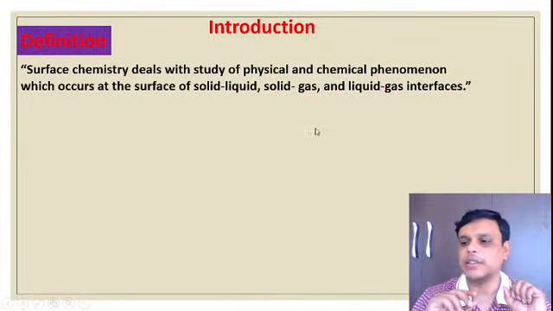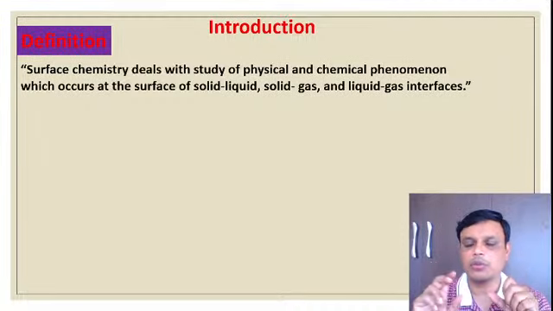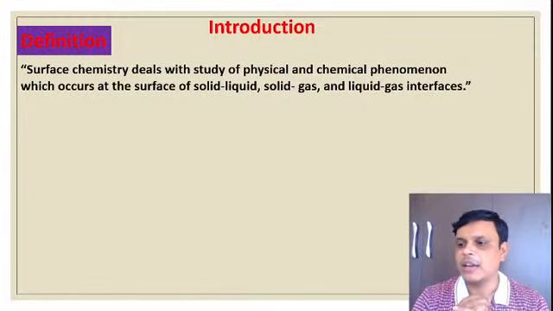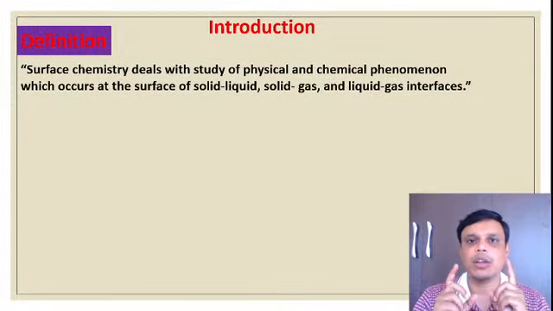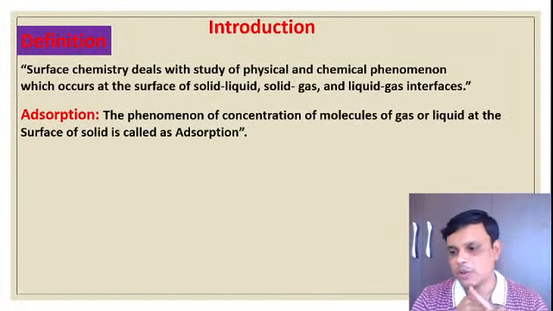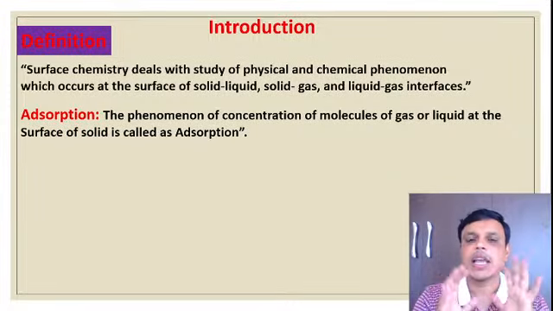That means your phase should be heterogeneous one. For example, solid-liquid, solid-gas, and liquid-gas. So whatever the physical and chemical different interactions are there, different bond formations are there, to study those interactions, to study that bond formation from the physical chemistry point of view and chemical point of view, that study is called surface chemistry. So this surface chemistry has mainly two important terms. कौन से टू इंपॉर्टेंट टर्म्स है? One is adsorption term, which is on your screen, and another one is absorption term.